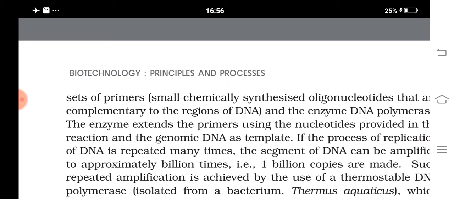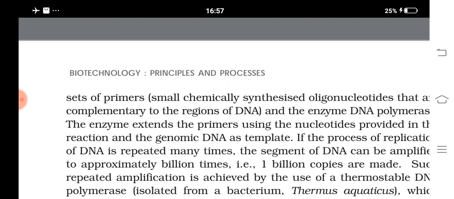So primers are what? RNA molecules to which only DNA polymerase can add what? Nucleotides. Actually, in the higher classes you will study this along with DNA replication. Understood? So primers are very necessary for what? For the DNA polymerase to work. DNA polymerase cannot add the nucleotide sequences simply to the template strand. It can add only to a primer.